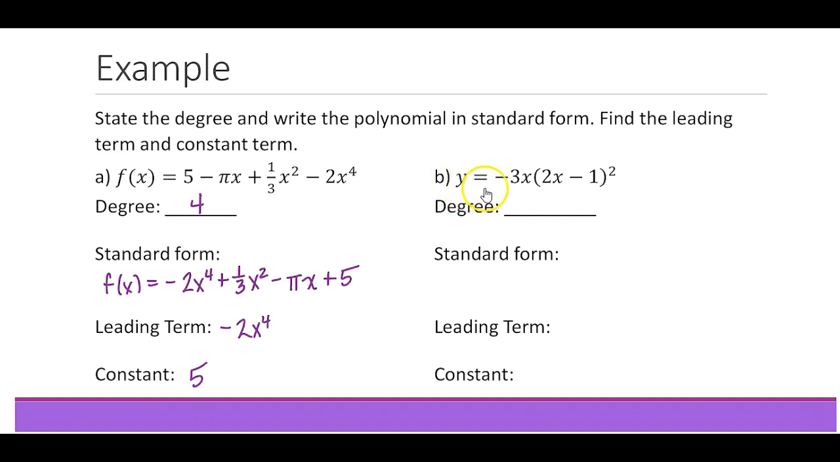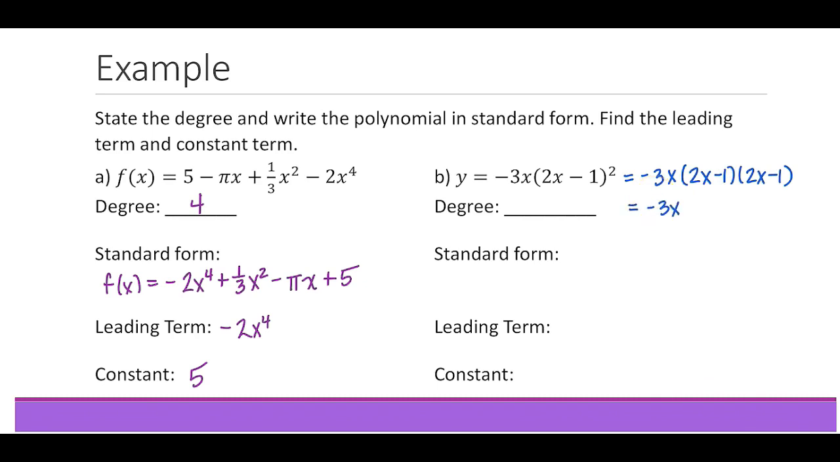In part B, we have y equals -3x times the quantity 2x minus 1 squared. And first we want to go ahead and think about the degree. So let's go ahead and start to expand out this particular polynomial, since we'll have to write it in standard form anyways. So here we have -3x, and then the quantity 2x minus 1 squared is 2x minus 1 times 2x minus 1. Now here, if I think about 2x minus 1 times 2x minus 1, I can distribute all of that out.